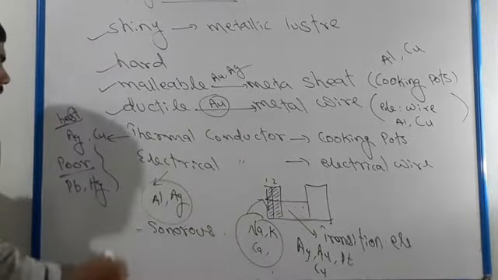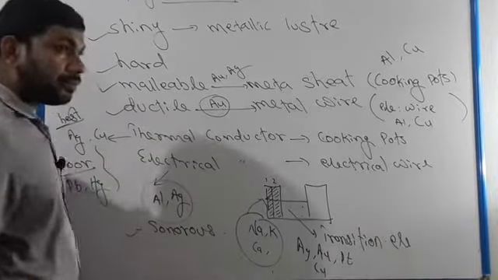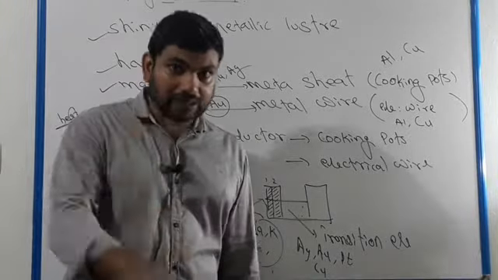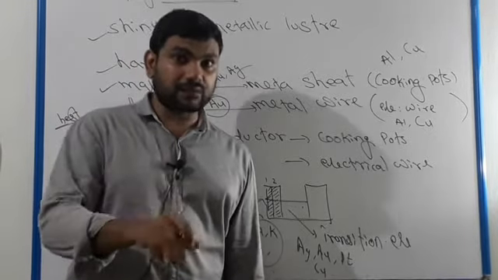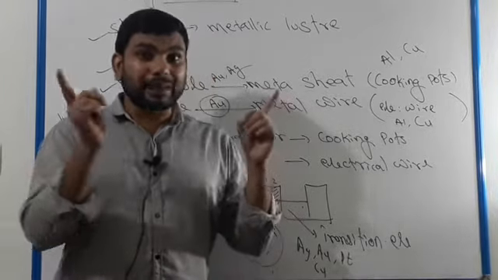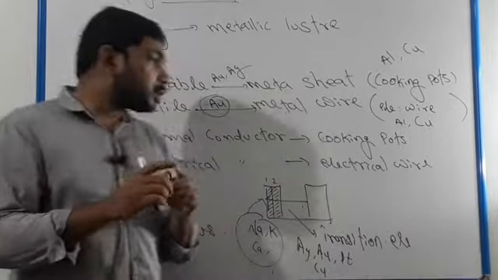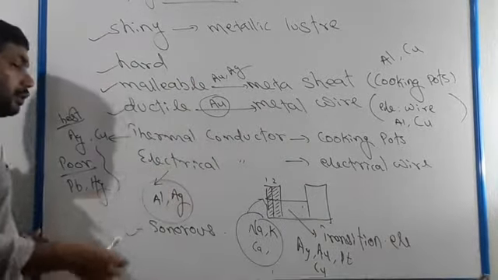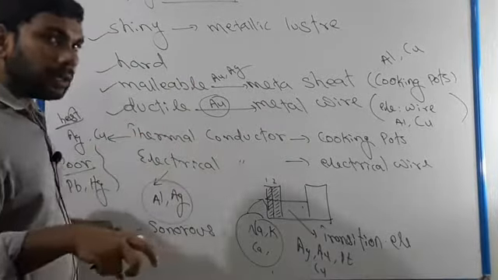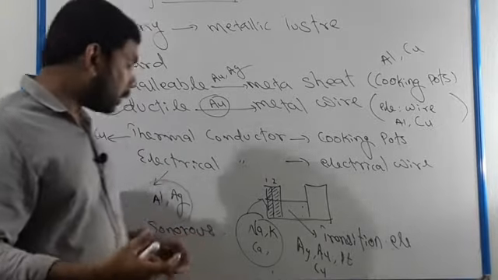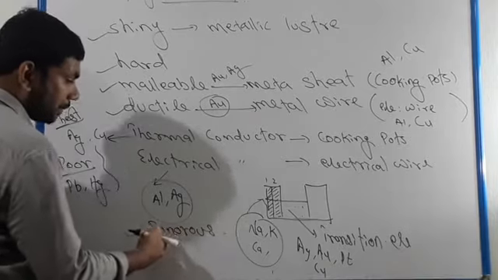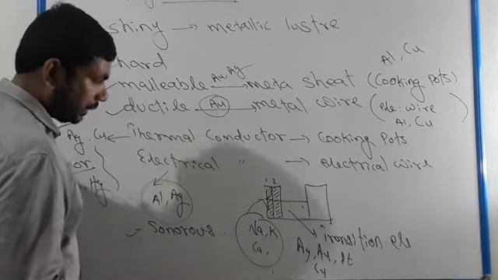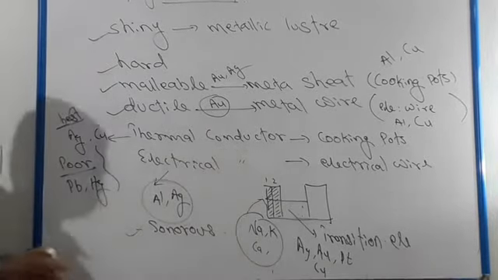Okay, and last point, metals produce sound. When you put metal down on a hard surface, or you beat two metals together, they produce sound. When you put metal down, it produces sound. So you can say metals are sonorous. Metals produce sound. Okay, so these are the physical properties.